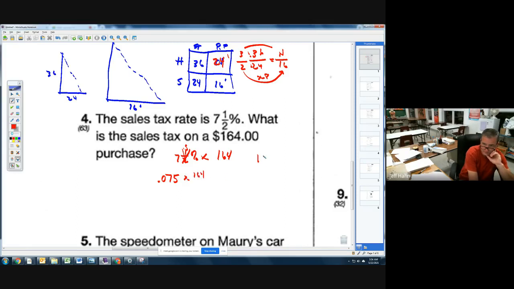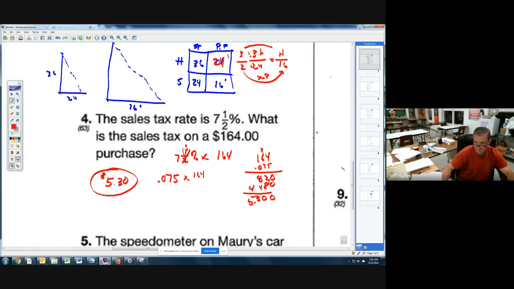So quickly, let's do that math. 164 times 0.075. We get 20, 32, 8. Put a 0 down. 7 times 4 is 28. Carry the 2, 42, 44. I get 0.035. And 3 decimal places is right there. You pay $5.30 in tax, which makes sense to me.